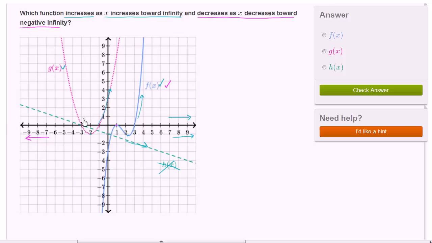Now what about g of x? After we hit this minimum point right over here, and it looks like a global minimum point, as x decreases toward negative infinity, g of x seems to be increasing, not decreasing. So g of x does not meet the second constraint. So the only function that met both constraints seems to be f of x.